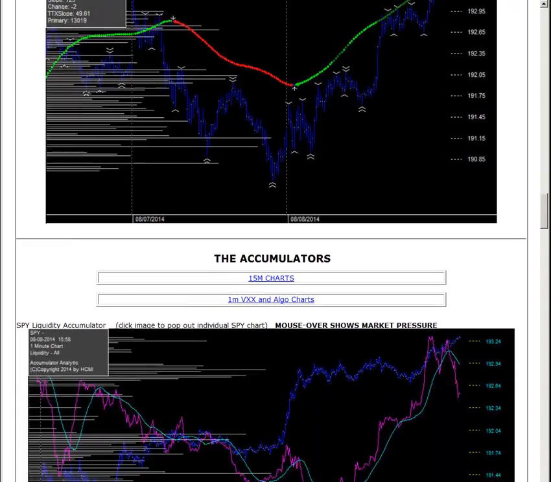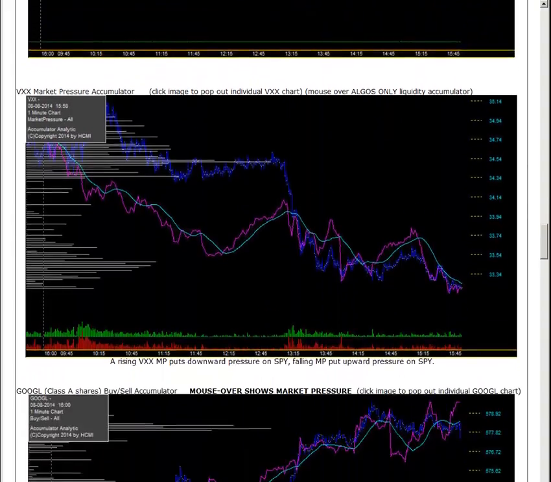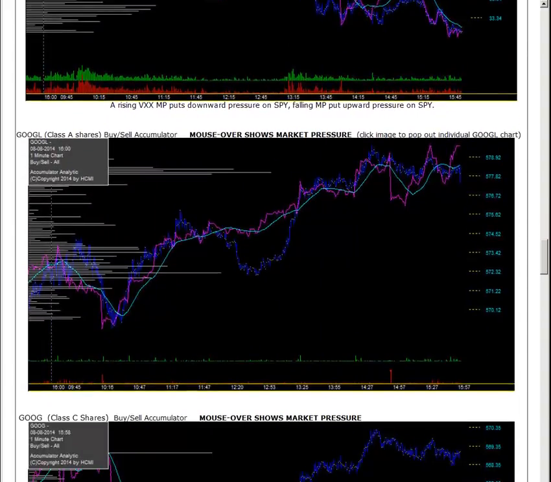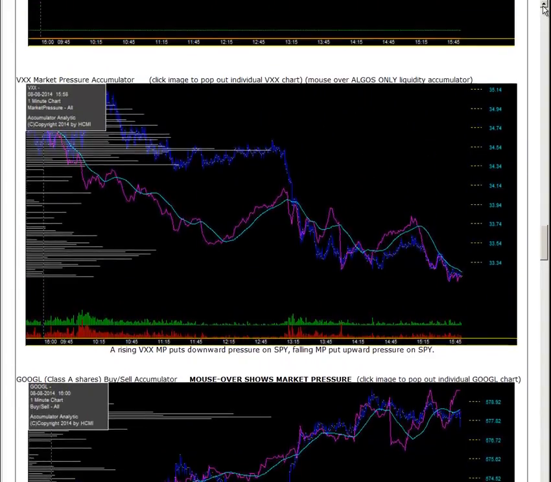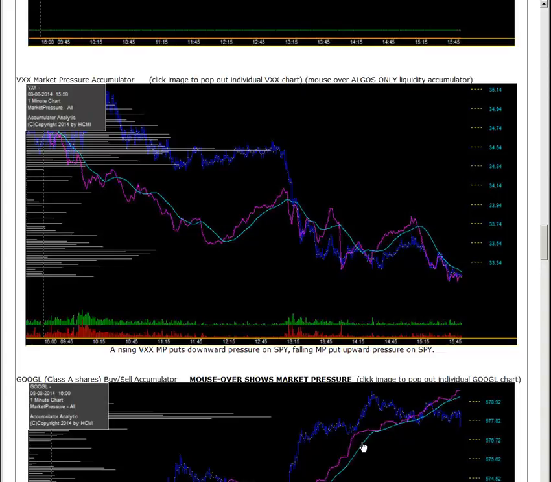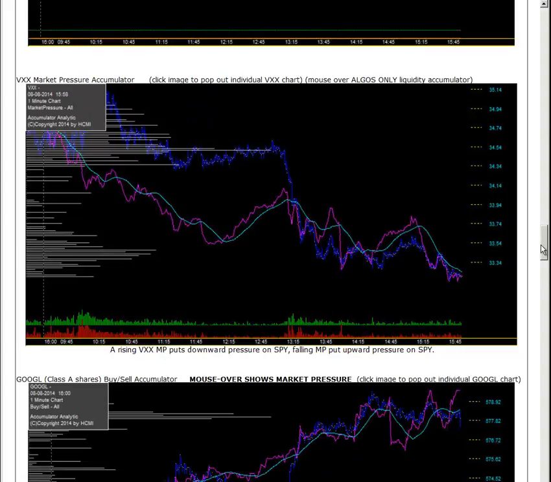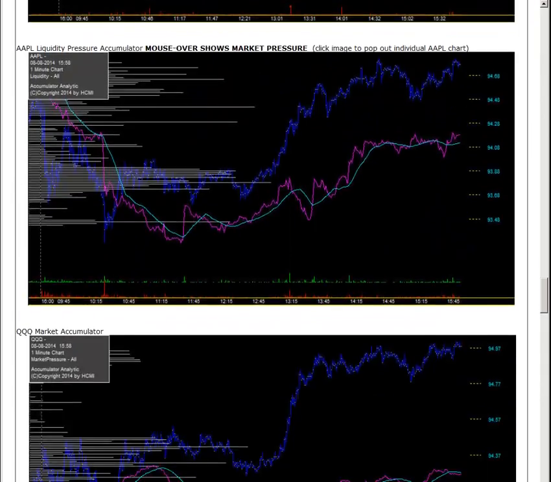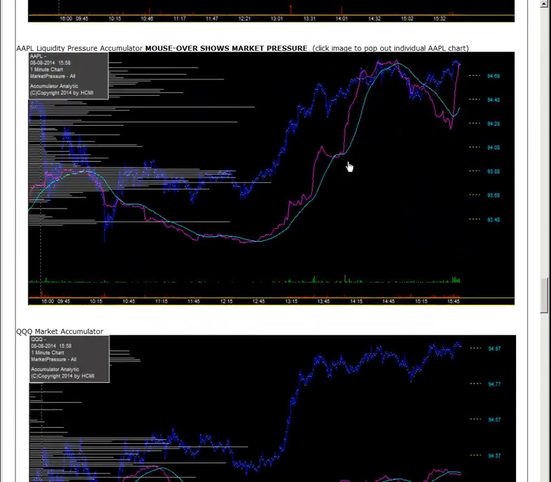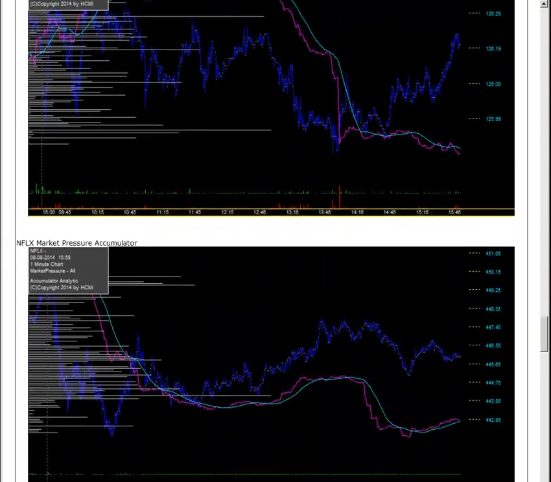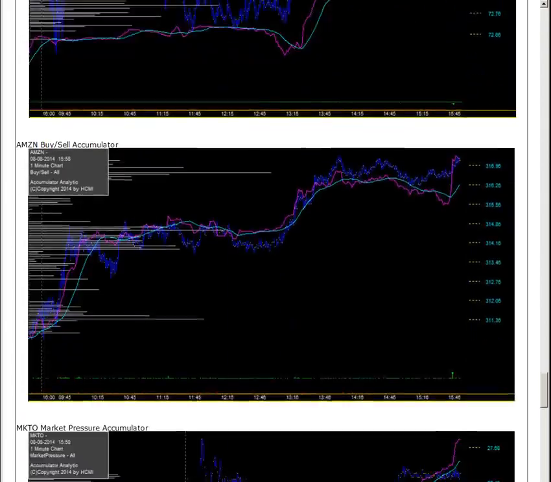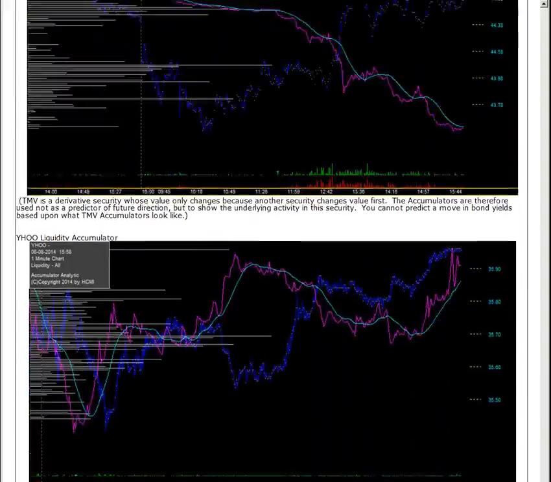In addition, we also have multiple accumulator charts. Here's one on Google, SPY, the VXX market pressure, which is a great indicator to use. As the demand for VXX rises, we typically get a decline in SPY. There's about a dozen of them. Here's Apple, the mouse over showing our market pressure accumulator. QQQ, Netflix, Facebook. We've got quite a few.